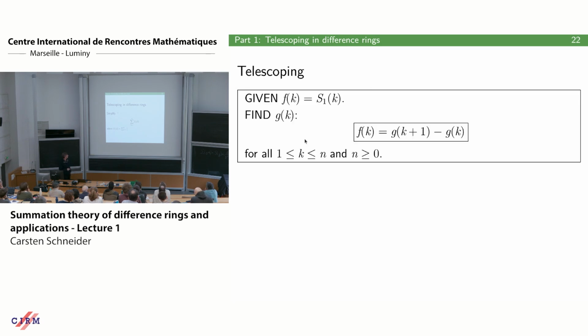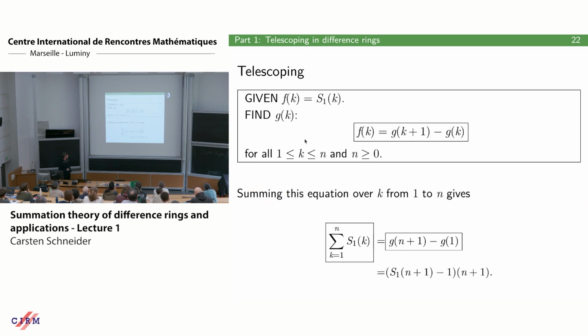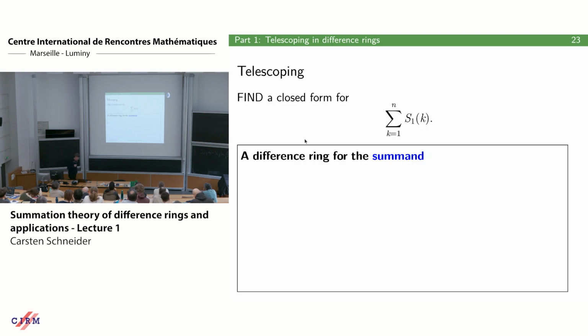So I solve the telescoping problem, given the summand being the k-th harmonic numbers. Try to find a G such that the telescoping equation holds. In this case, we find the solution: the k-th harmonic number minus 1 times the polynomial k. Summing over that by the telescoping trick, we get that closed form. It's just a simpler version of what you have seen in the beginning.